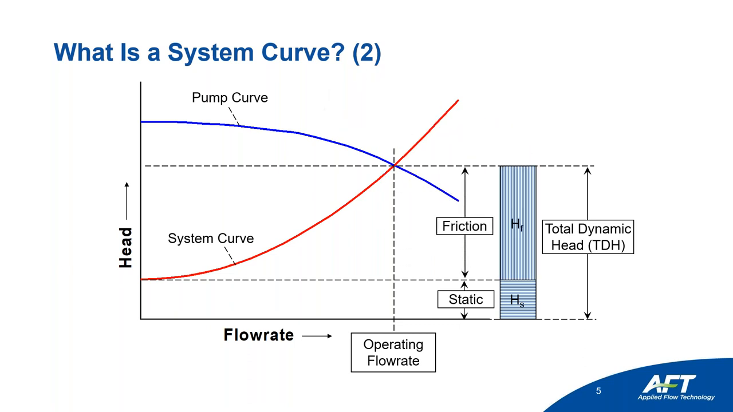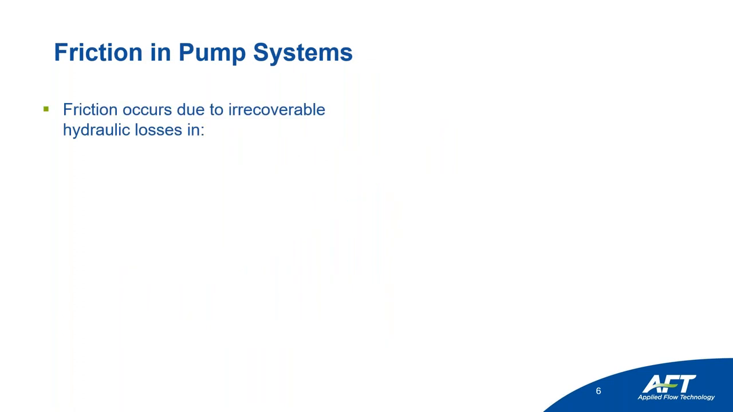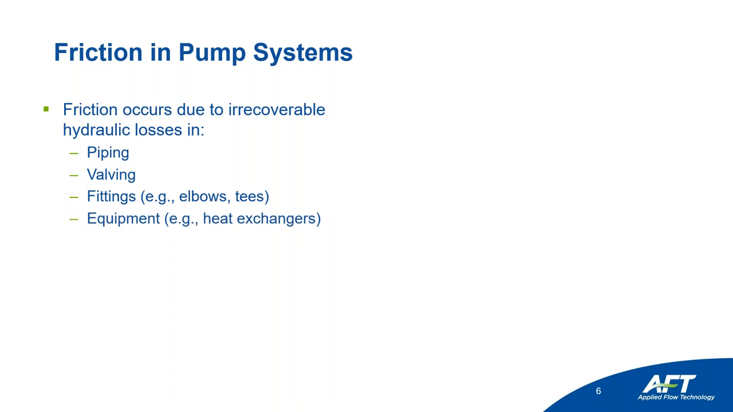This portion above the static head is known as your frictional head. The friction head is variable. So the resistance is going to change as your flow rate changes through that system. Those are the two pieces that make up your total dynamic head, static head and friction head. Now, friction in pump systems occurs due to your piping losses, losses of pressure through valving, fittings, and components like heat exchangers or filters, different things like that.